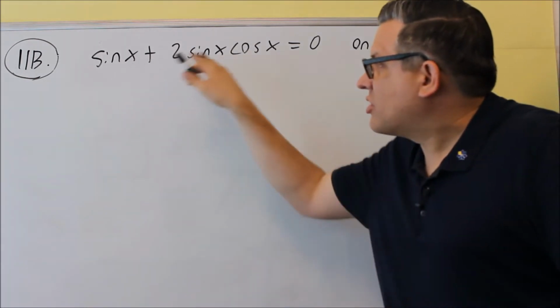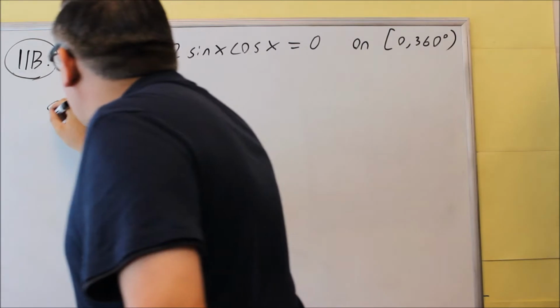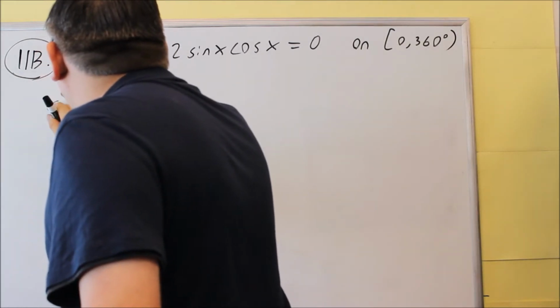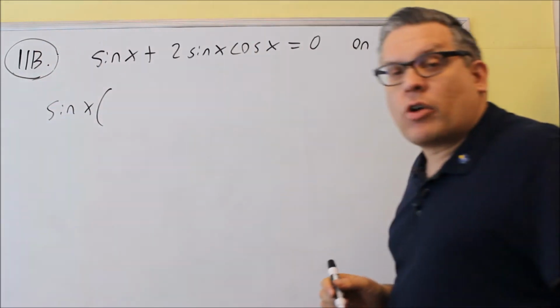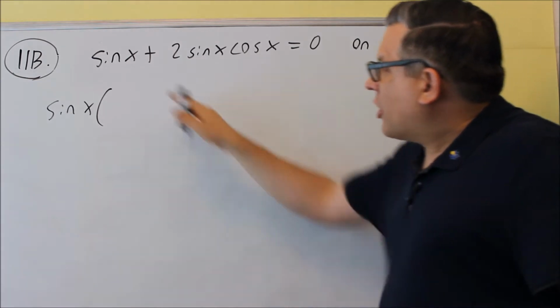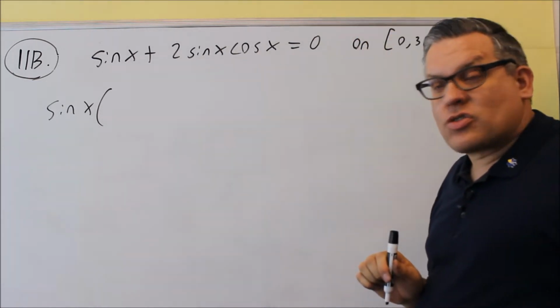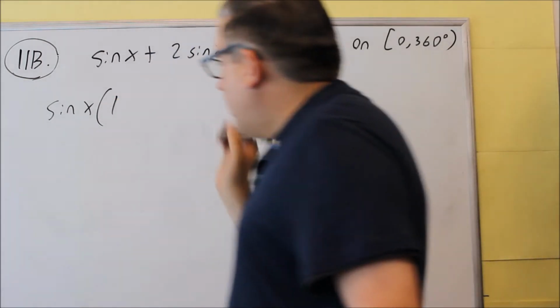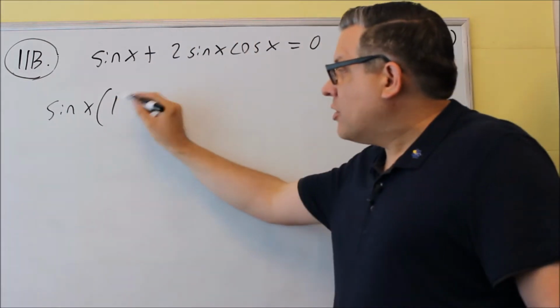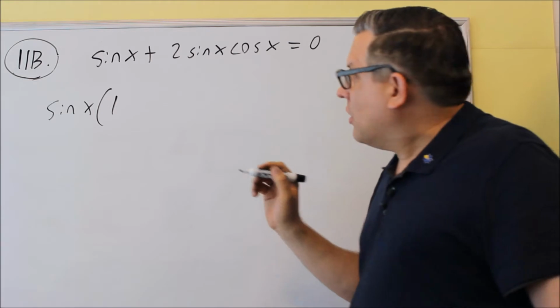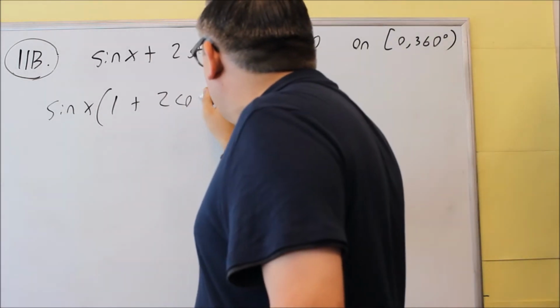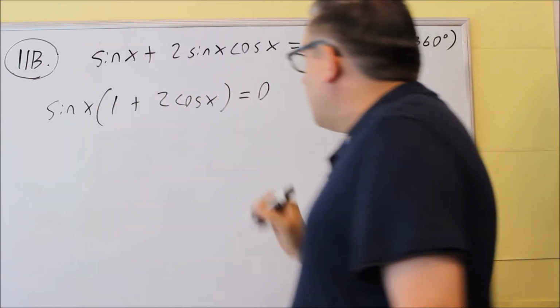Now in this case we got a sine x that repeats. So we're going to factor that one out of each of those. Because there's only two terms, all we can do is pull out a common factor. So sine x comes out. Now there's going to be a 1 there, so it's not going to be a 0. We have to include a 1 there, and then plus 2 cosine x equals 0.